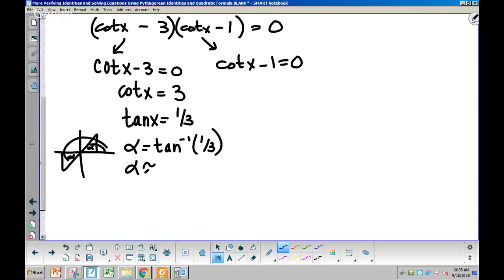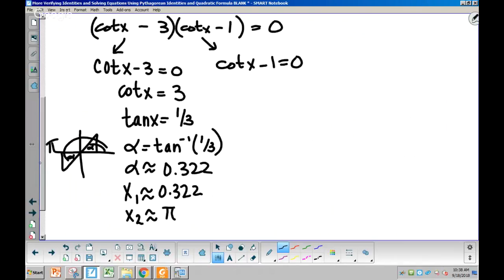And alpha is approximately 0.322. Good. All right. And then lucky for us that x1 is approximately alpha, so it's 0.322. And x2 is going to be pi plus alpha. Good. Pi plus alpha, which is approximately 3.46. Can I have one more digit? 3.464. Okay, good. Nice. All right, good.